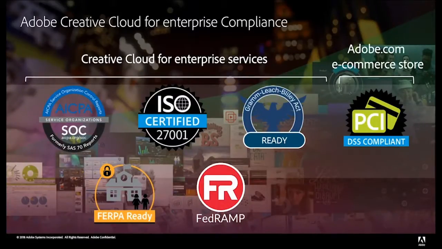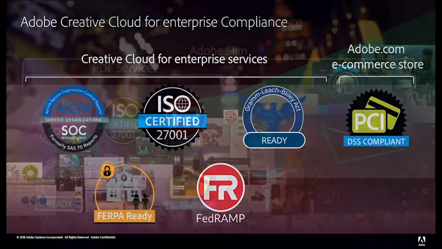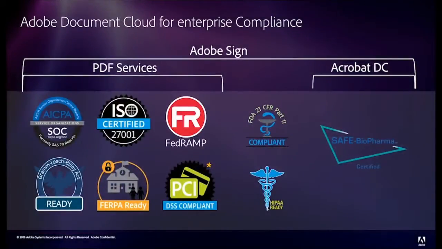In addition, Creative Cloud for Enterprise is GLBA ready and FERPA ready. The Adobe.com e-commerce store is already PCI DSS Level 1 compliant as a merchant. The Adobe Document Cloud is also SOC 2 Type 2, security and availability, ISO 27001-2013, and PCI DSS 3.2, merchant and service provider certified.